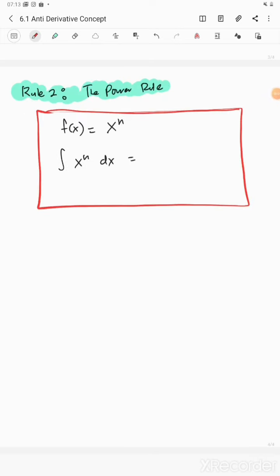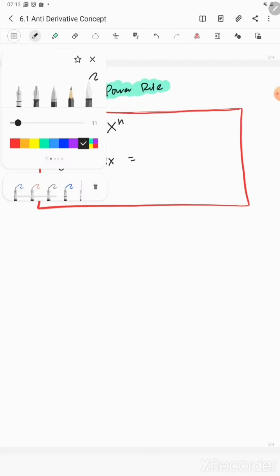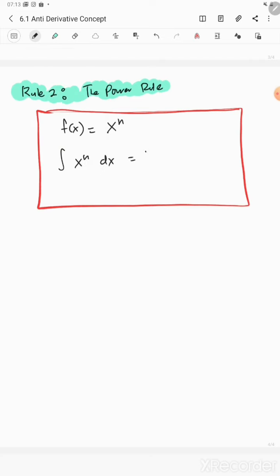Okay, now rule number 2, this is the power rule. When we have f(x) equal to x to the power of n, when we integrate x to the power of n, you have to add 1 to the power, x^(n+1), and divide by the new power, n plus 1, plus c. This is what we call the power rule. Now we proceed with the examples.